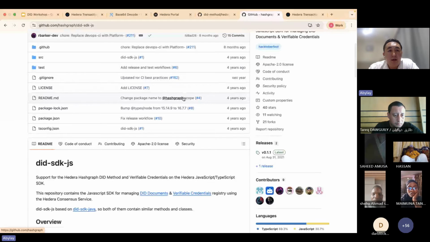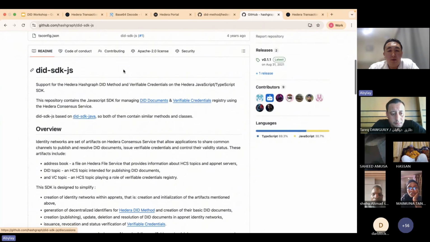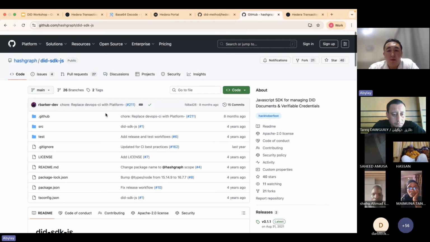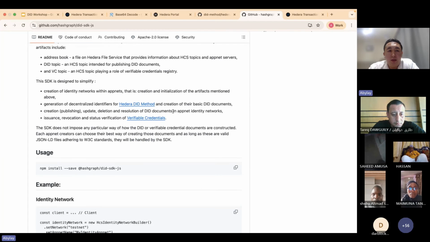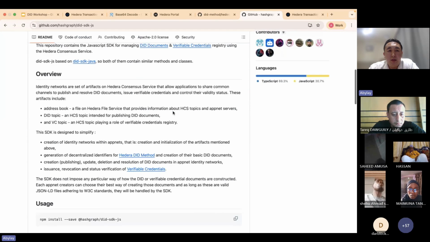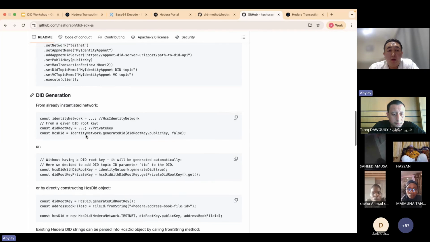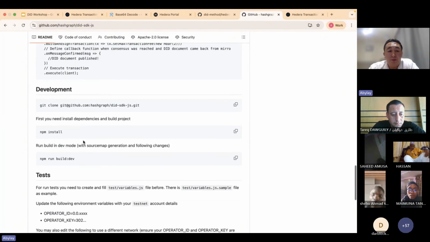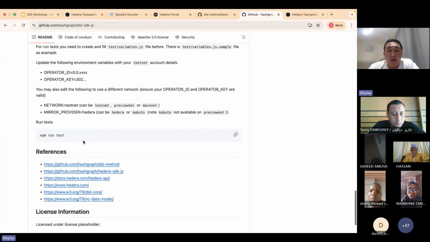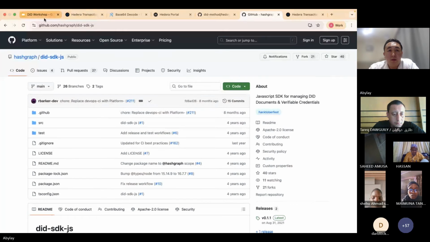Thank you. So this is the SDK. It's in JavaScript. There is another option in Java if you prefer the Java language. So there are two options. This SDK is simple to install, and it lets you create your identity network. You can generate DIDs. I will show you, 1 second. I have this demonstration.